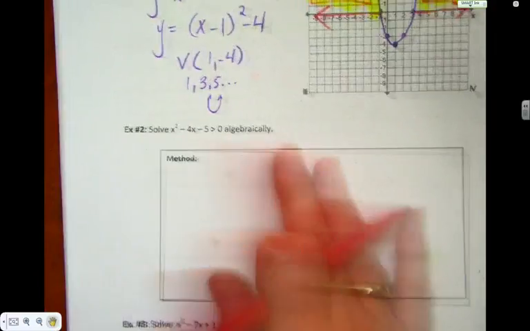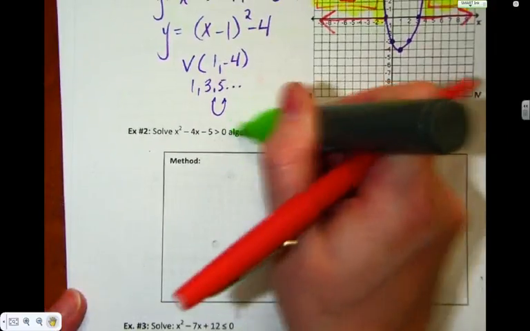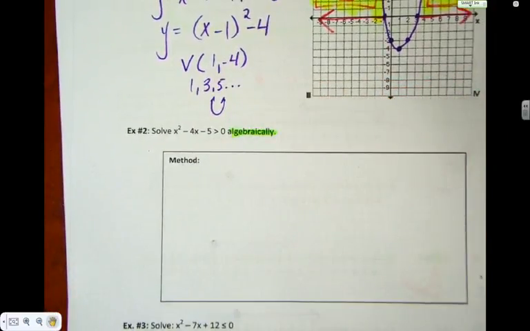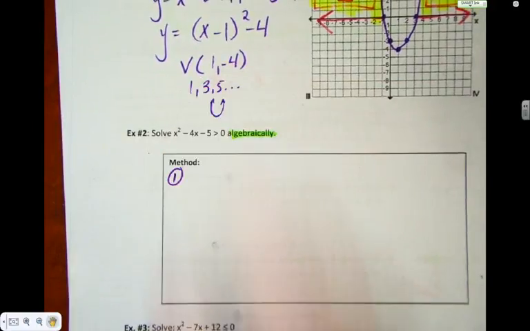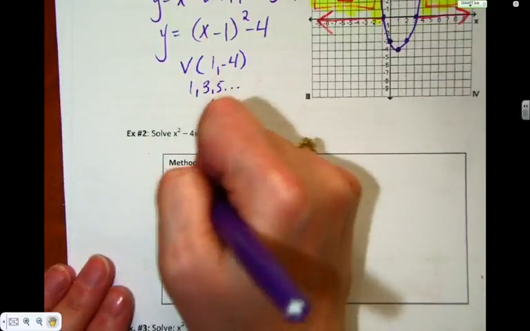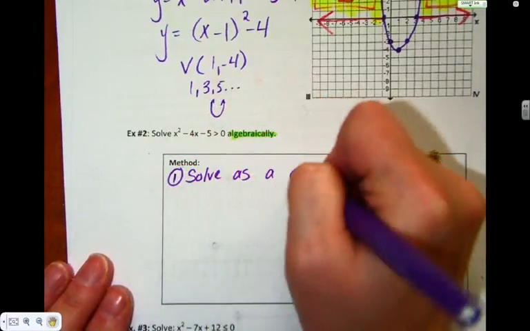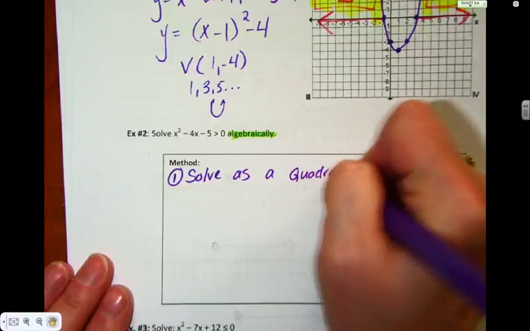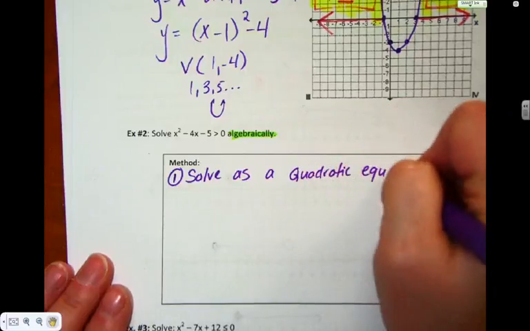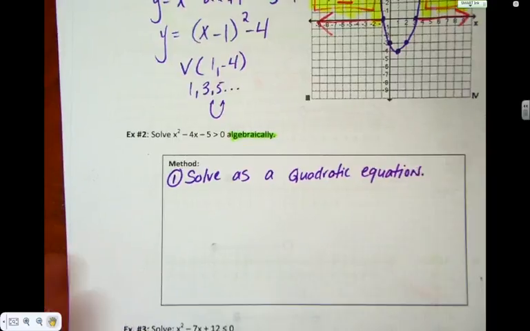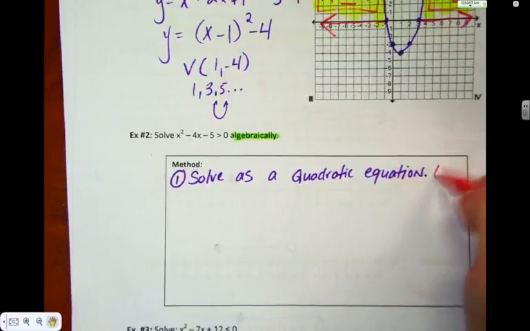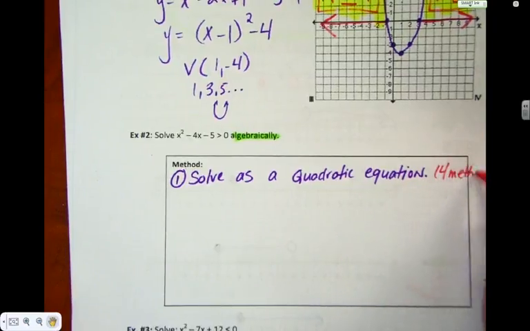Okay, solve algebraically. Step number 1, solve as a quadratic equation. So not an inequality, just pretend there's an equal sign, solve it like we've solved a bajillion of these. How many ways are there to solve a quadratic? 4 methods.